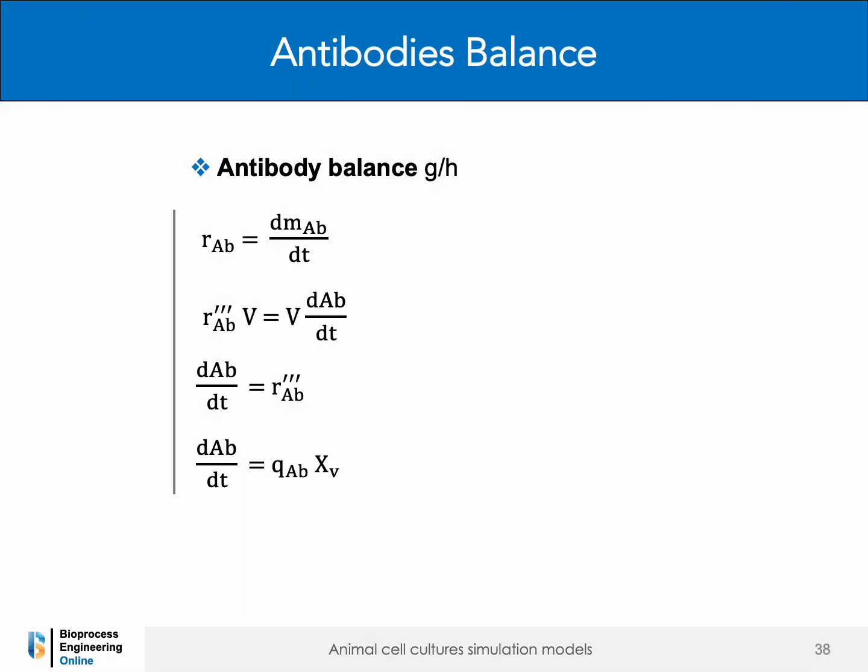The same approach is applied to the secreted antibodies. Since antibodies accumulate in the culture medium and are neither consumed nor degraded in this model, the instantaneous balance is production rate of antibodies, RAB, equals antibodies variation rate, dMAB over dt. Introducing the volumetric antibody production rate, RAB third, the balance yields the differential equation for the antibody concentration, dAB over dt equals RAB third. Or in terms of the specific antibody production rate, dAB over dt equals QAB xV.